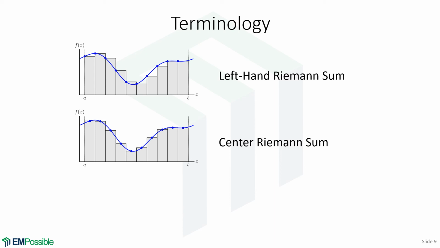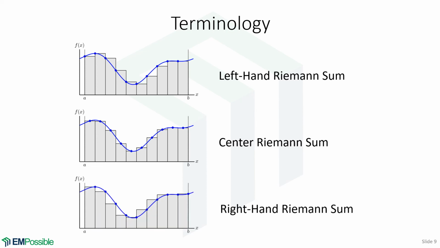Another way we could do this is place these points at the left side of the rectangle. We'll call this a left-hand Riemann sum. Now the first point does fall exactly on A, but the last point does not fall exactly on B. It falls a whole delta x away from it. Now this technique is not any more accurate or less accurate than a center sum. It's just a different way to interpret the position of the points.